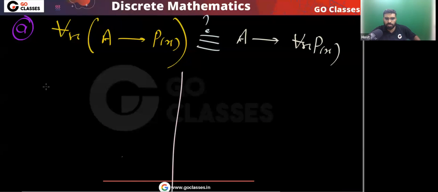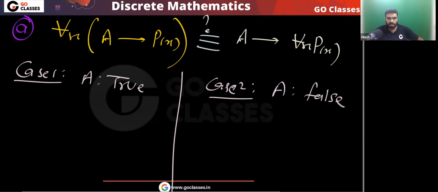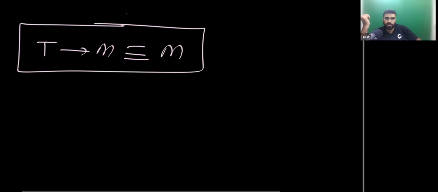Again, very easily, you can create two cases. Case 1, A true. Case 2, A false. Just create two cases. Now, when A is true, what is LHS and what is RHS? A is true. True implies M. What is that? That will be same as M. True implies M is same as M.